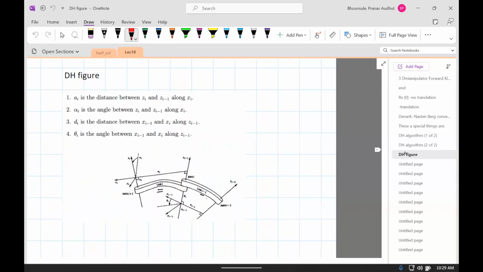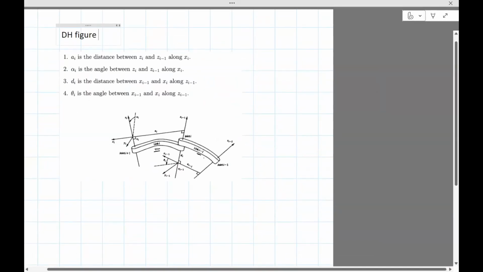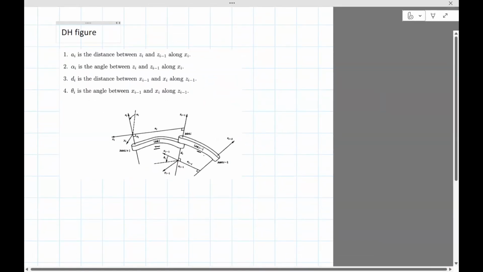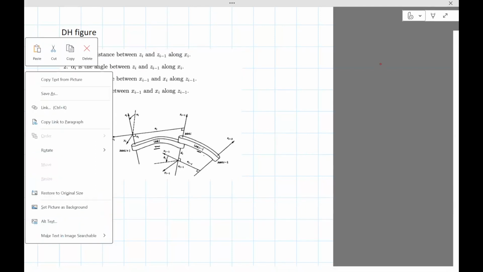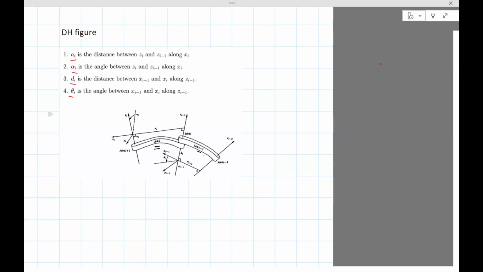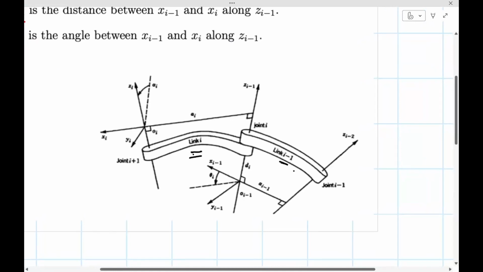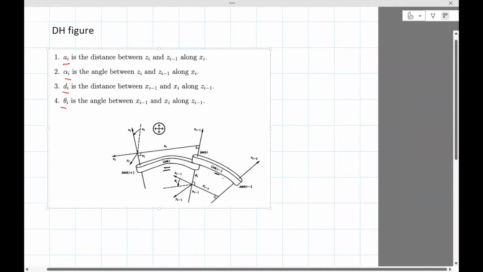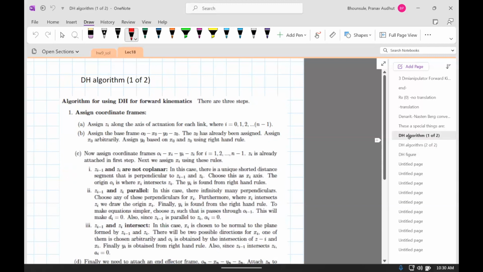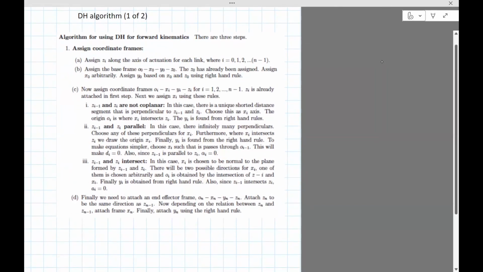This figure is not in your handout, and I'll provide it in the notes. This is basically how a i, alpha i, d i, and theta i are defined. It looks very complicated. I have a simple way of doing this assignment. Hopefully that will help you, but you're also free to look at this figure and try to figure it out. Let's just skim through this. I'll have several problems where we'll apply this. That way it'll become clear. There's no other way of understanding this unless you apply it.